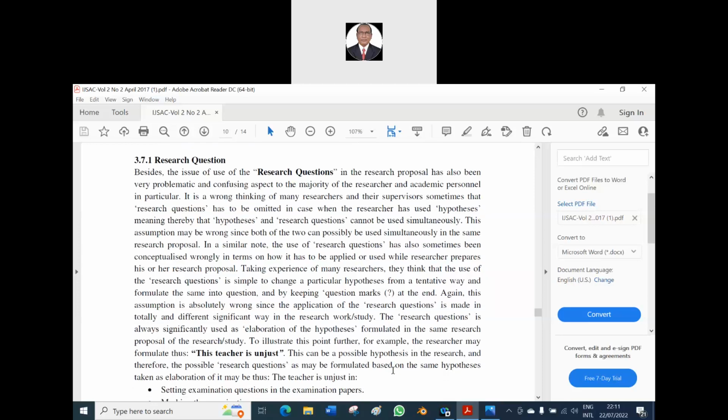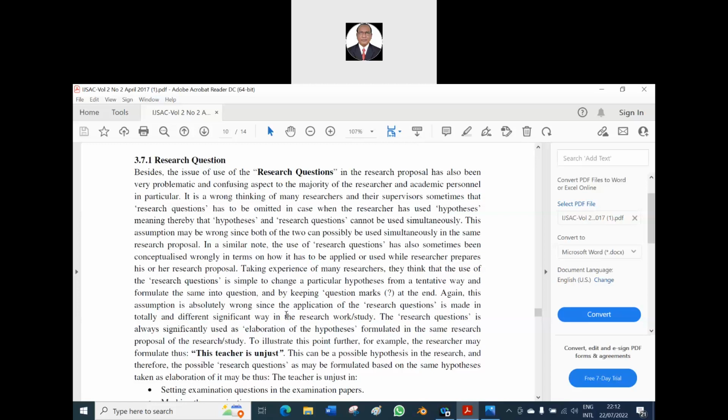So the researcher generally should use the new style, which is the hypothesis. But to understand the research question, they will make it out. That is the old style. Taking the experience of many researchers, they think that the use of research questions is simple: a change of a particular hypothesis from a tentative way, formulating the same into a question and keeping the question mark. In the research question, there is a question mark, but in the hypothesis, never, because they are statements.